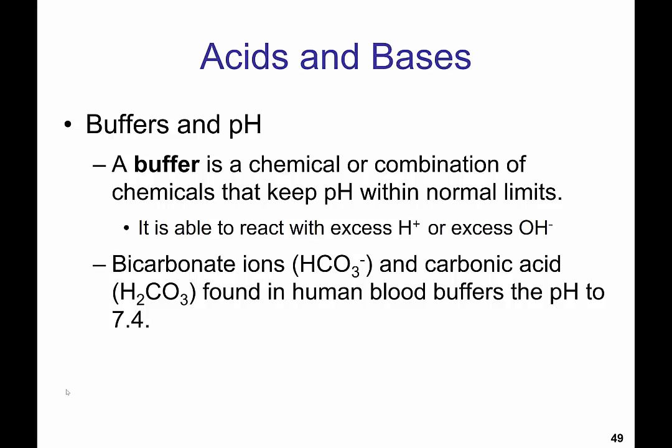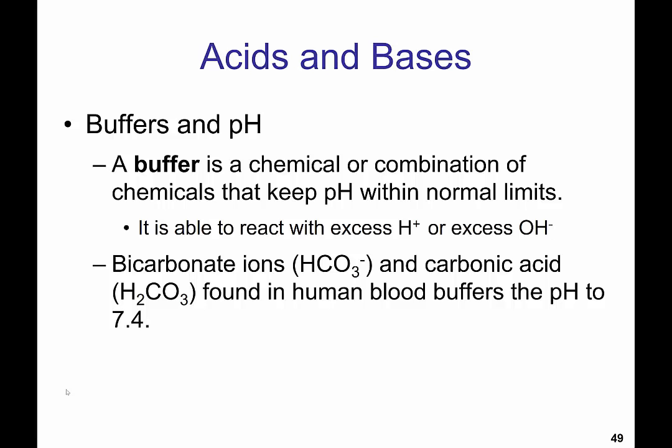Also on the subject of pH is the concept of a buffer. A buffer is a chemical or combination of chemicals that help keep pH within normal limits. Thinking back to chapter 1 and the concept of homeostasis, we have this ideal range, and buffers within our body, especially within our blood, are one way that we help maintain homeostasis.